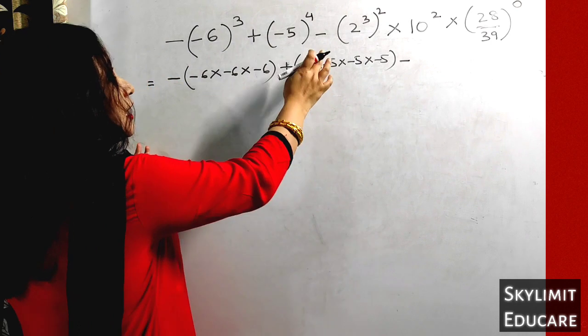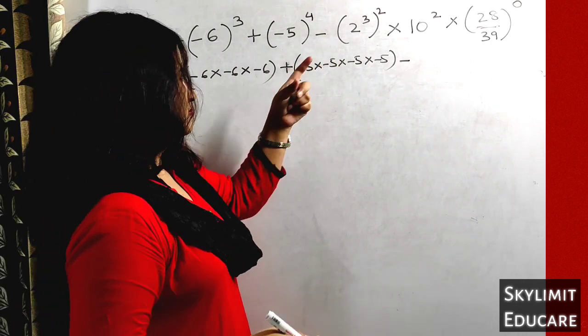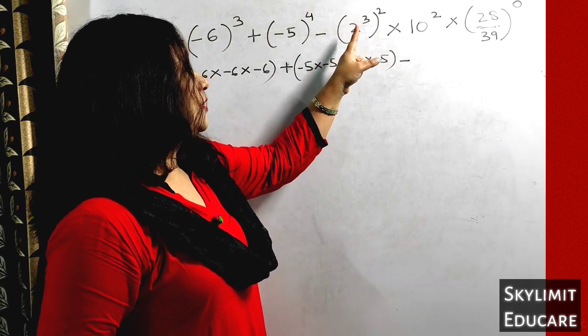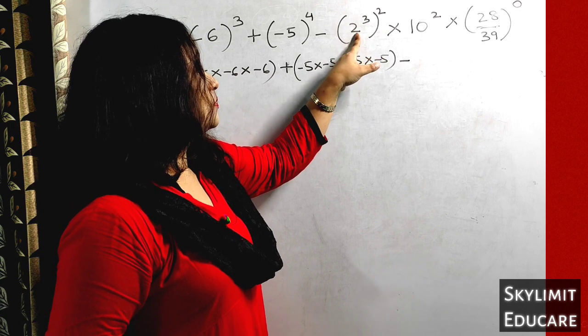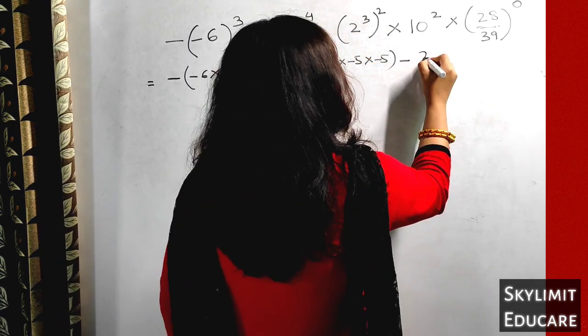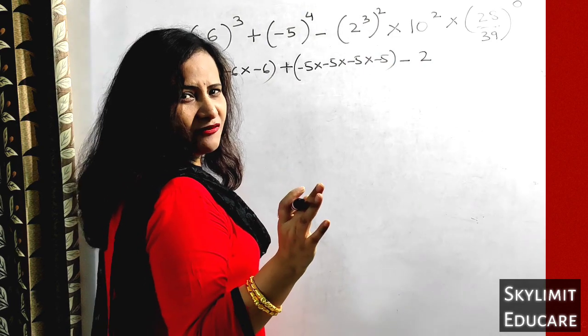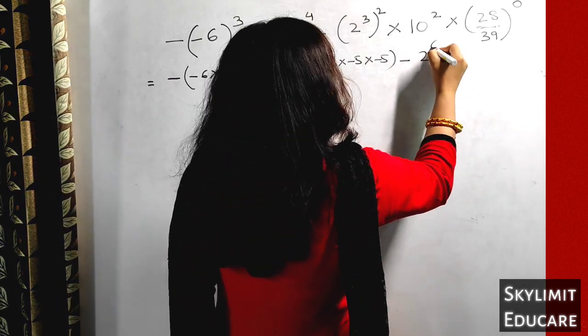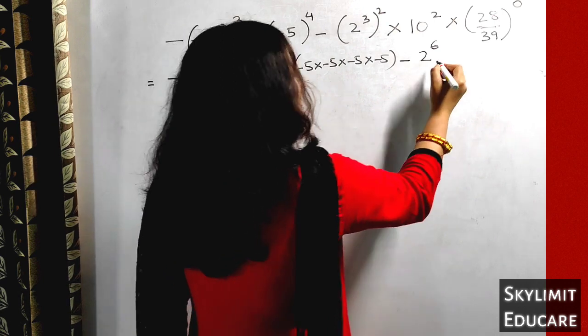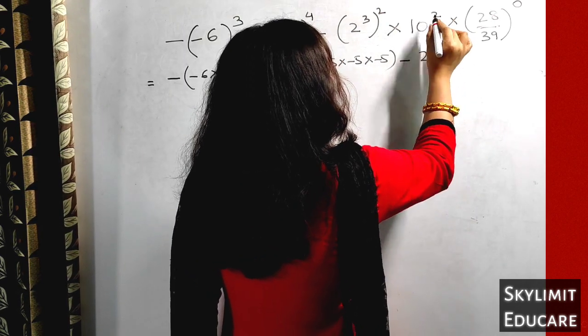Minus. Now you know the third law of exponent I told you. So it will be how much? 2 to the power of 3 multiplied by 2, isn't it? 3 multiplied by 2 will give me how much? 6. Yes? Then multiplied by 10 square.